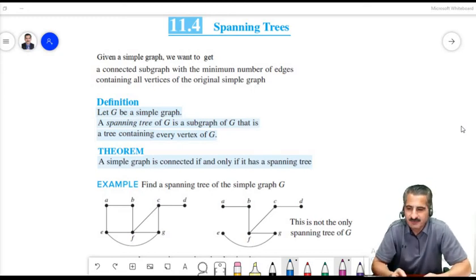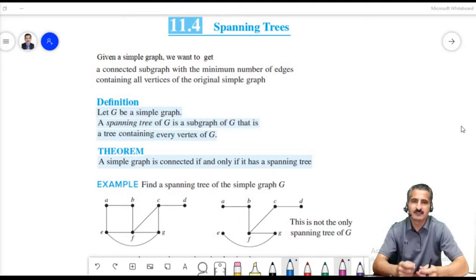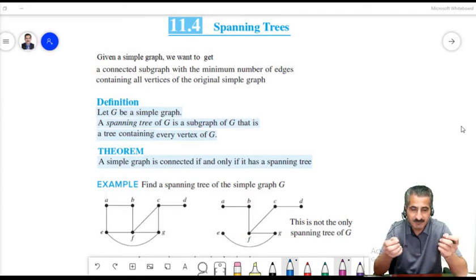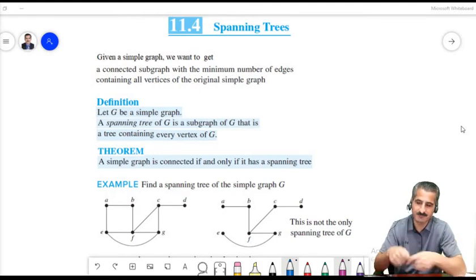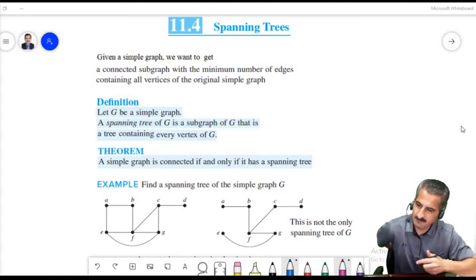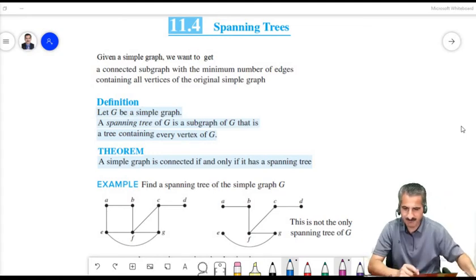Spanning trees. What do we mean by a spanning tree? Given a graph, a simple graph, which will turn out to be connected, we want to take a subgraph of that graph, where the subgraph contains all the vertices of the original graph, but with as few edges as possible. So this is what we have written here.